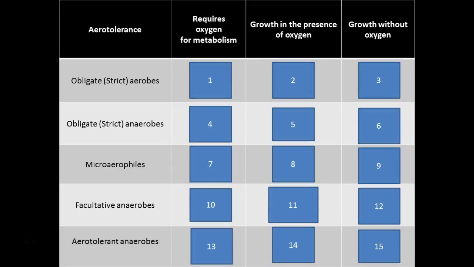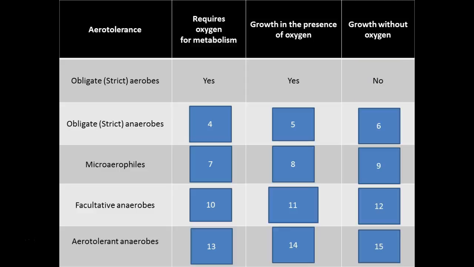So, obligate or strict aerobes: do they require oxygen for their metabolism? Do we have to give it to them? Yes. Can they grow in the presence of oxygen? Yes, and we can almost add to this question, can they tolerate oxygen? Do they have the enzymes to protect them against oxygen? And the answer is yes. Otherwise, they'd be in big trouble because they need it. They have to have it for their metabolism. Can they grow without it? No. They don't have anaerobe in their name. Answer's no.